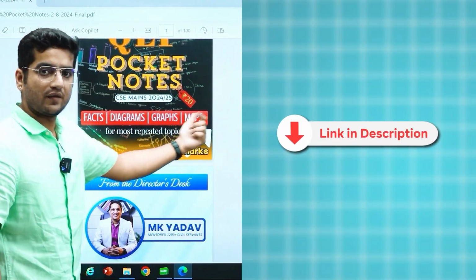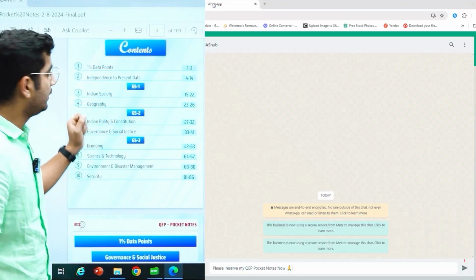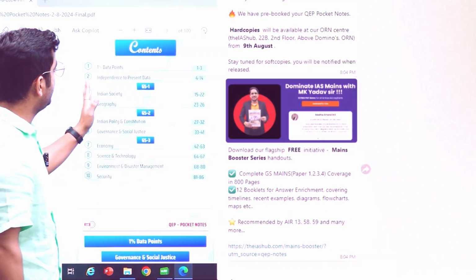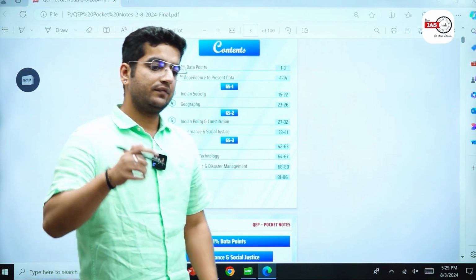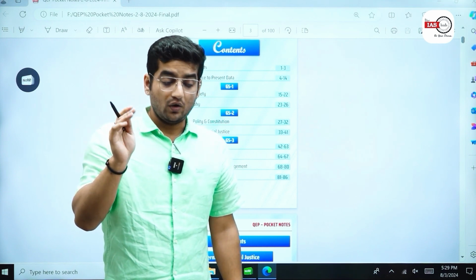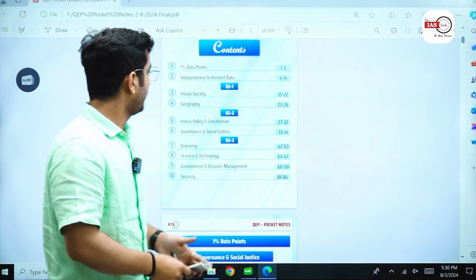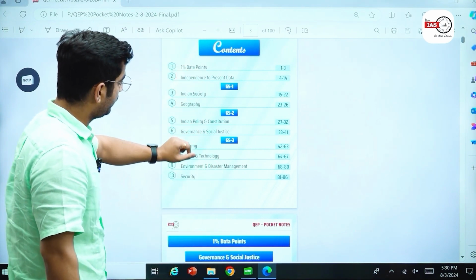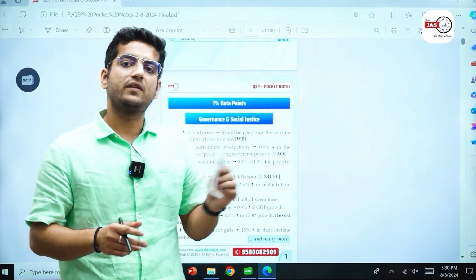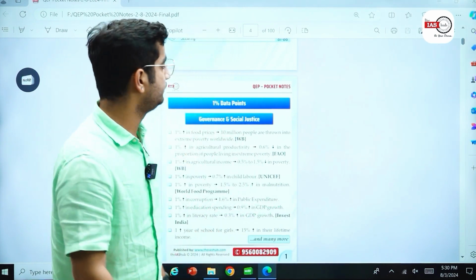It has facts, diagrams, graphs, maps. It delivers what it promises. As you can see in the contents, the first 3 pages will simply be 1% data points. Second will be independence to present data, meaning from 1947 to the present, what has been the development. That will be on different parameters, it can be education, literacy rate, gender parity, etc. Similarly, Indian society for GS1, you have GS2, you have GS3. The plan is to make different copies for different papers: GS1 different, GS2 different, GS3 different, GS4 different, but there is also a combined copy, which is available.